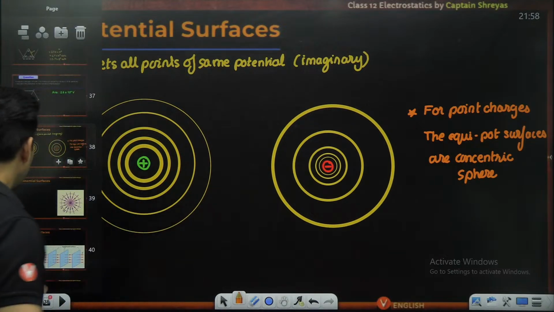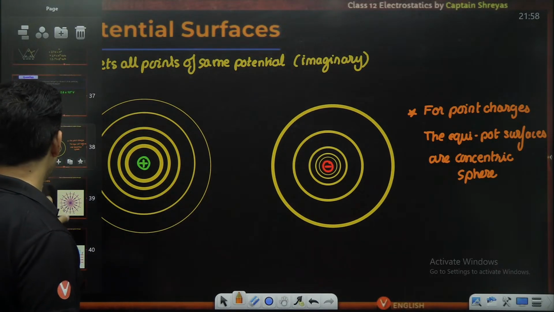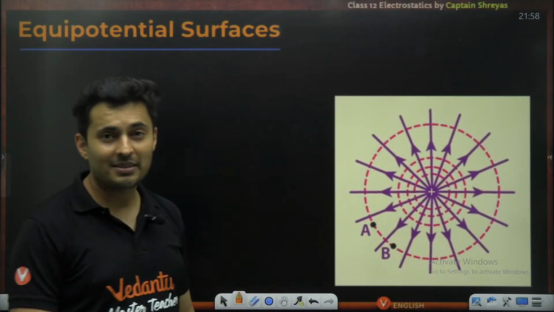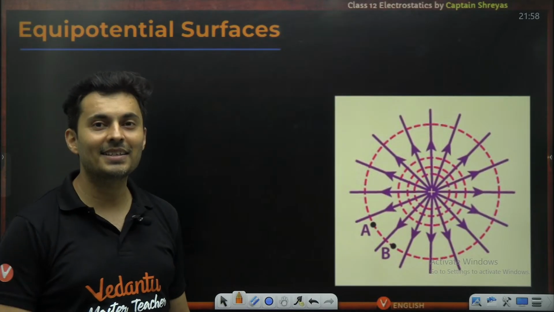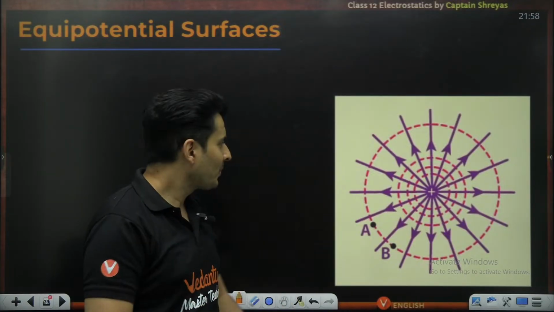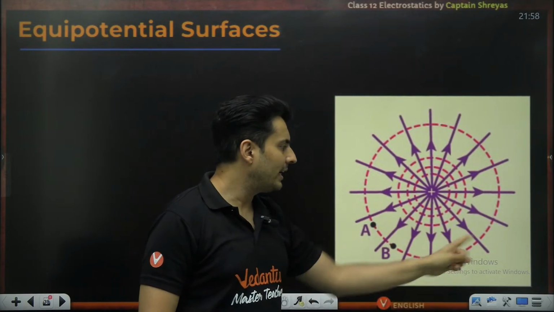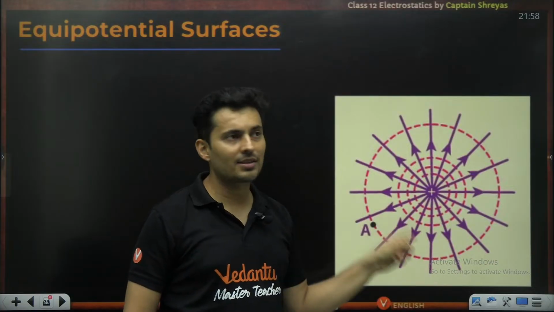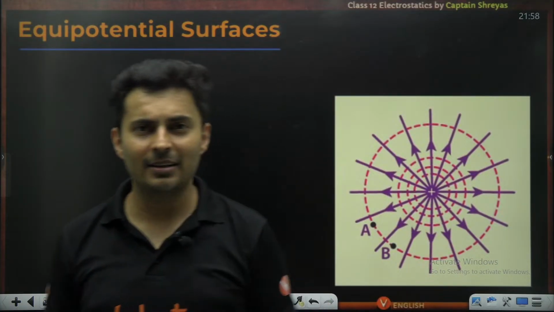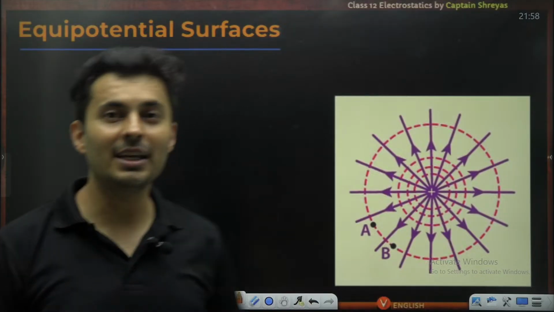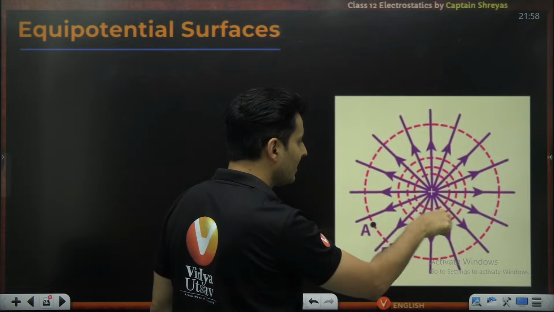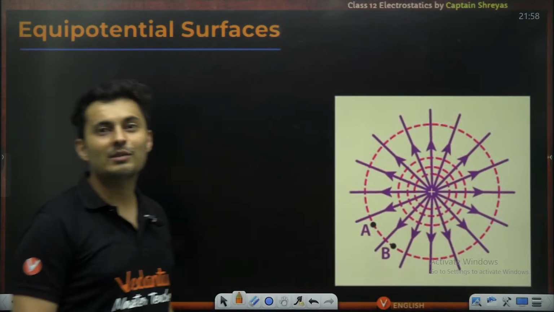Very good. Now, an interesting thing to notice regarding equipotential surfaces versus the electric field lines is that if you put both the diagrams onto each other, these lines show electric fields, these dotted lines show equipotential surfaces. Can you notice one trend? Can you notice something very unique? The straight radial lines are electric fields. The red ones are the equipotential surfaces.